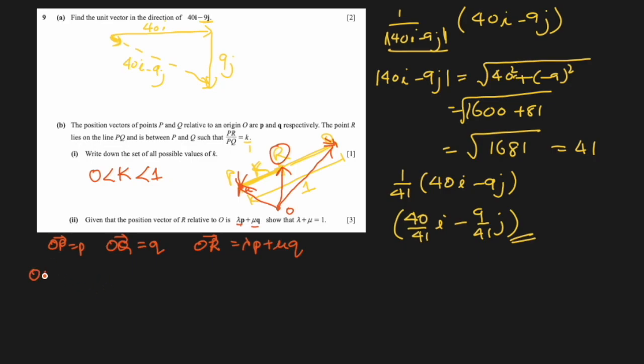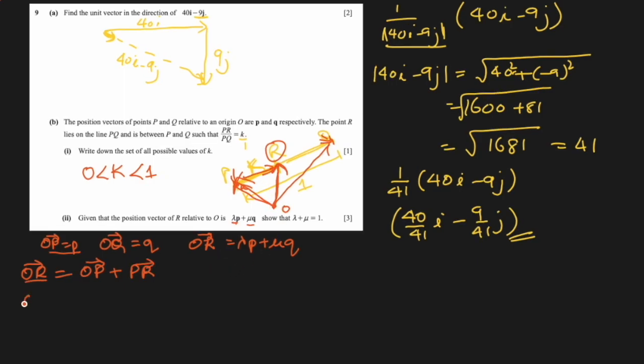Can I say that vector OR is equal to, I'm not going from O to R straightforwardly, I'm going to P first. So OP plus PR. Yeah, this is PR. So OP to PR, we get OR again. So we can write that OR is OP plus PR. PR is from this P to this R. Can I write PR equal to K times PQ? It is K factor of the whole length PQ.